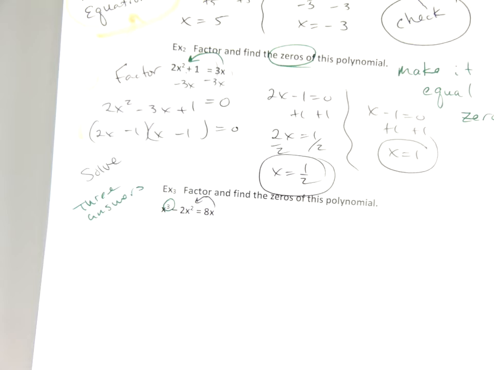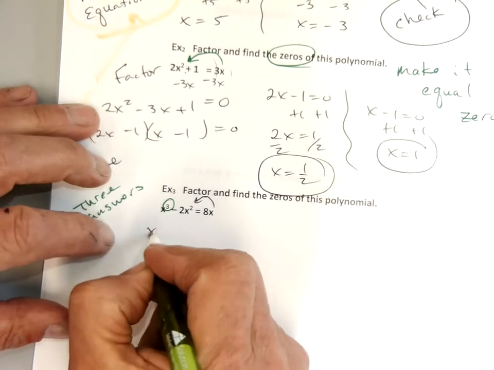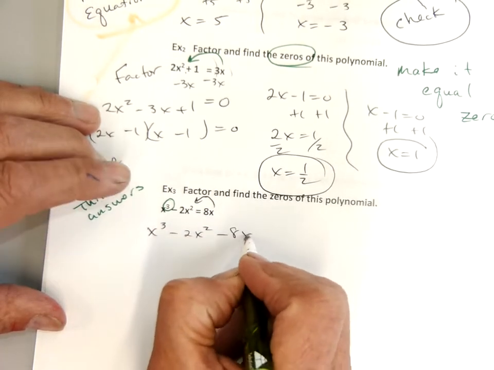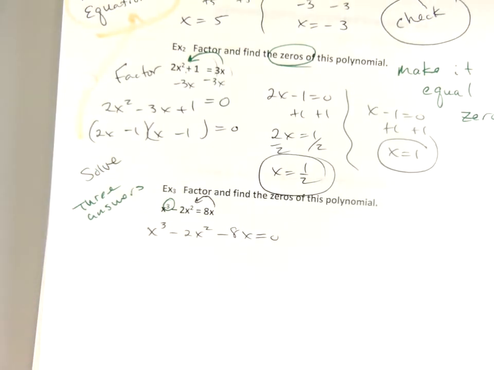Subtract it, right? So I don't need to show that minus 8x. You guys agree with that? I'm just going to bring it over as a subtract 8x. You okay with that? I can skip some steps because we're not in Algebra 1. So we're going to go, okay, x cubed minus 2x squared minus 8x equals 0. Because it has to equal 0 because I call zeros.